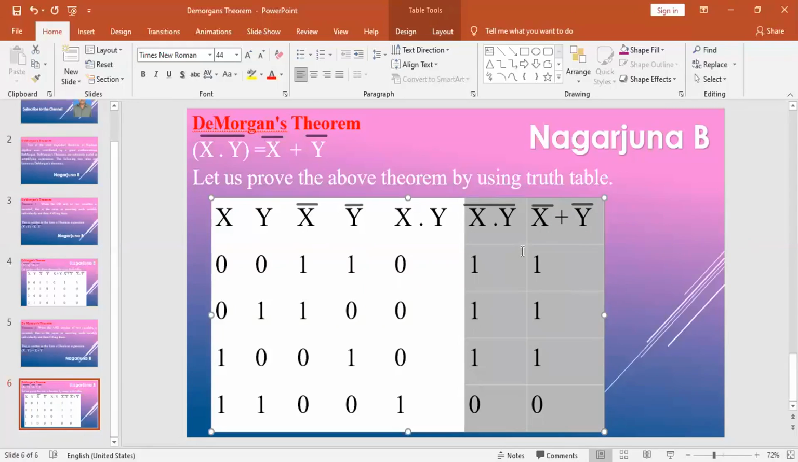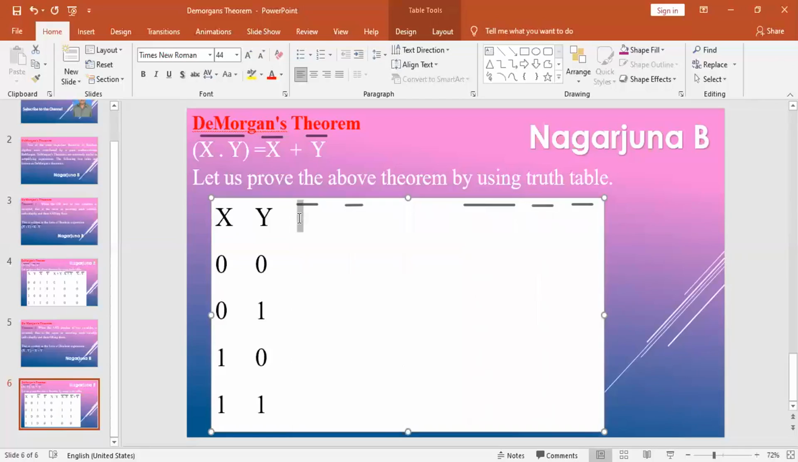So by 6th and 7th, we can say that when the AND product of two individual variables is inverted, it is the same as the inversion of each of the variables and ORing them. That is, x dot y whole bar will be equal to x bar plus y bar. This is the proof of DeMorgan's theorem 2.